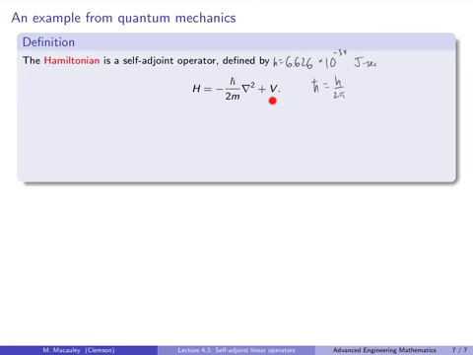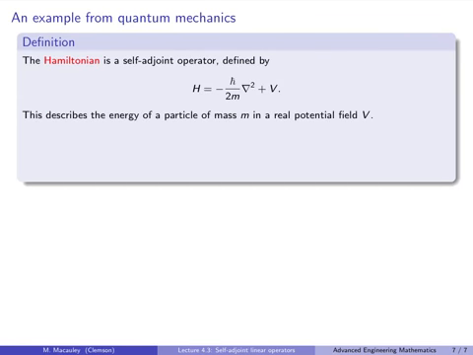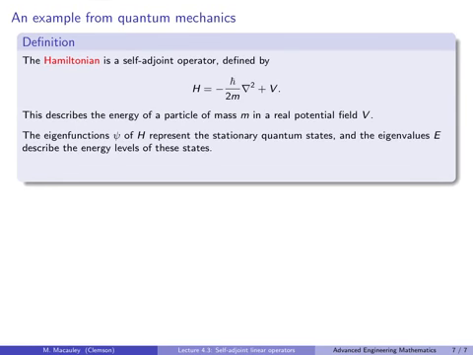V is a real potential field, so that's some function. And this describes the energy of a particle of mass m in a real potential field V. The eigenfunctions psi of H represent the stationary quantum states, and the eigenvalues describe the energy levels of these states. The eigenfunctions are solutions to the following PDE called the Schrödinger equation, or the stationary Schrödinger equation.